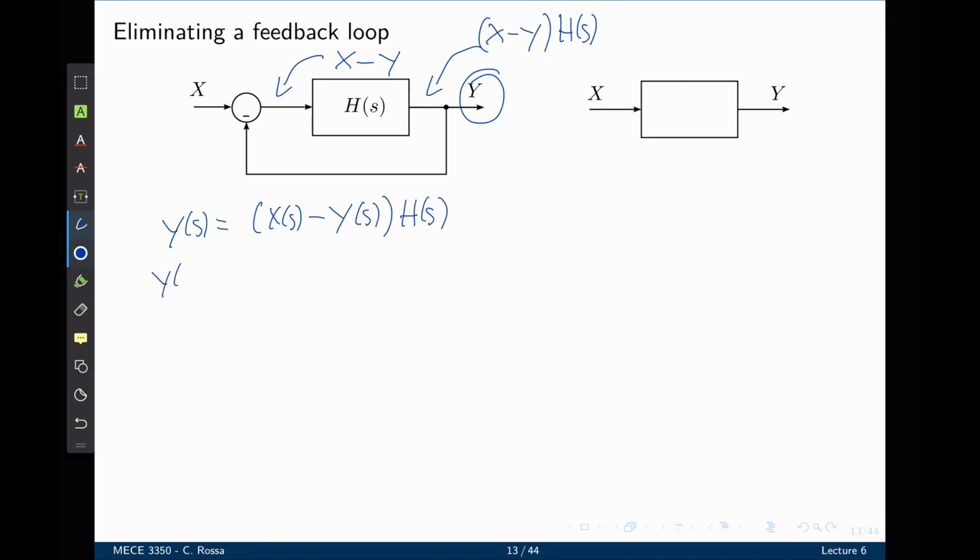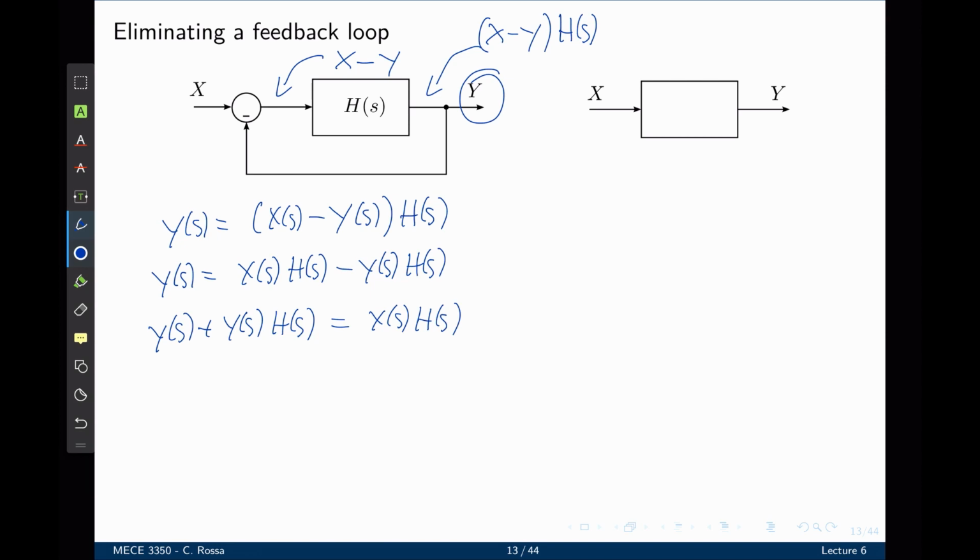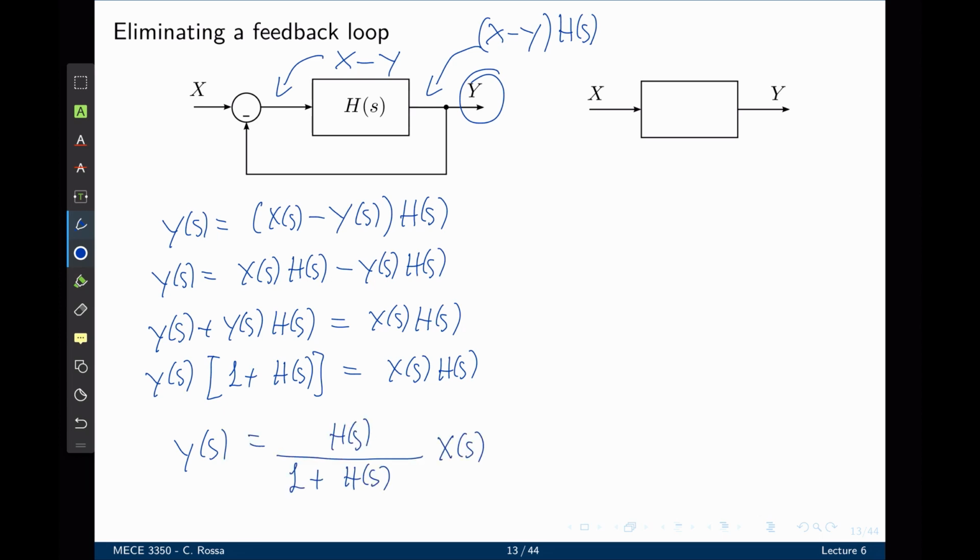We can now multiply this out and move y of s to the left. Factor out y of s. And now isolate for y of s. This now gives the explicit relation between x and y as h of s divided by 1 plus h of s, which means that when the feedback loop is eliminated, we can simply write h of s, the forward line function, divided by 1 plus itself. And in this block diagram, we have the exact same relation.